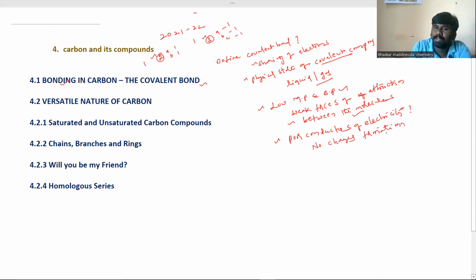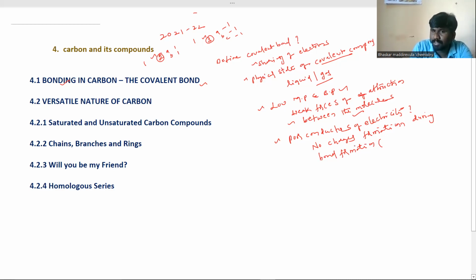There is no charge formation during bond formation. Why? Because the covalent bond is formed by the sharing of electrons. So the reason is that because of this, there is no charge formation.